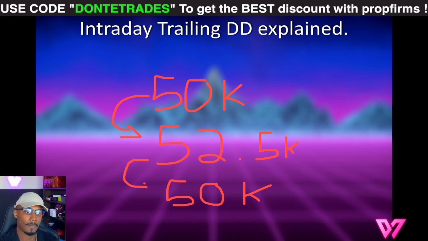Now, in this case, because your top balance was 52K.5, the drawdown is going to trail you from the highest balance in your account, right? Which was 52K.5. If you allow that trade to come back against you from 52.5K back to 50K, you want to blow that account, because even though in the real world you broke even and you didn't really lose any money, because the drawdown trails you from the highest amount of capital that you had in your account when the trade was open, this is just going to count as a losing trade.